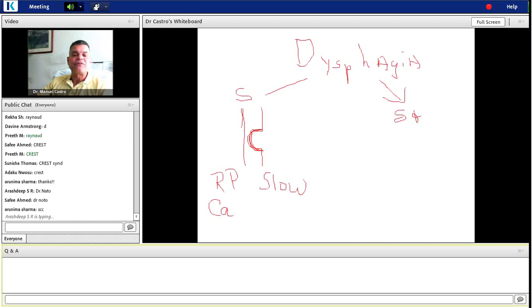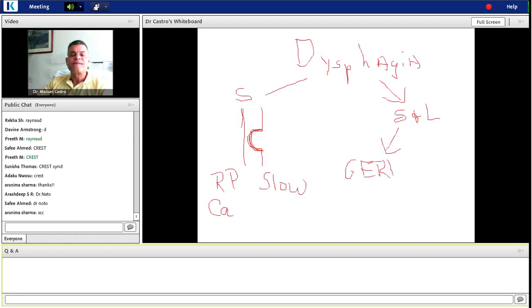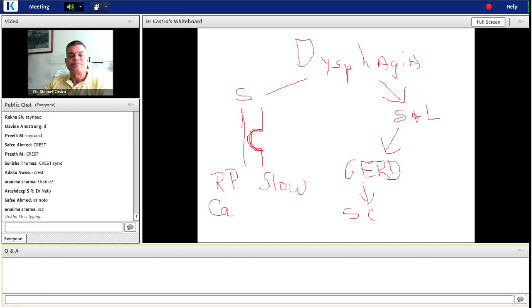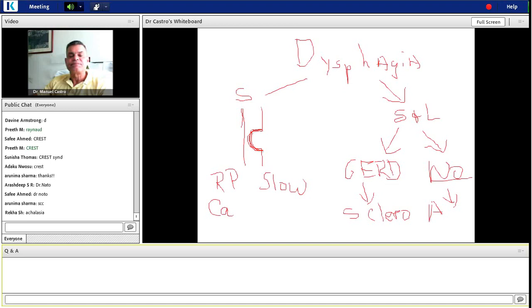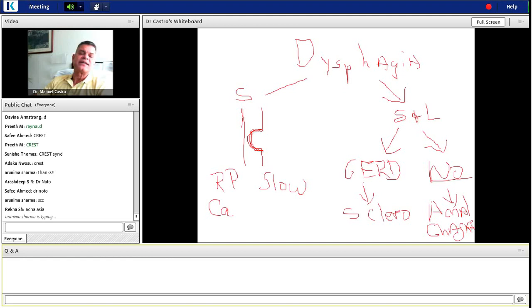Now, if it is dysphagia to solids and liquids, you have two things, right? If it is associated with GERD, scleroderma. No GERD, right, is going to be achalasia. Or Chagas disease, if it's from South America. And so there you have the full assessment of dysphagia, okay?